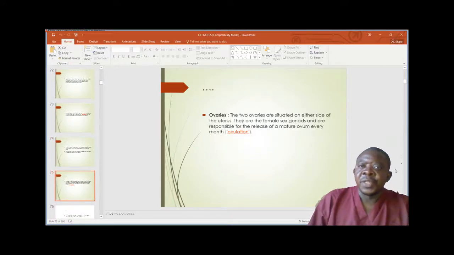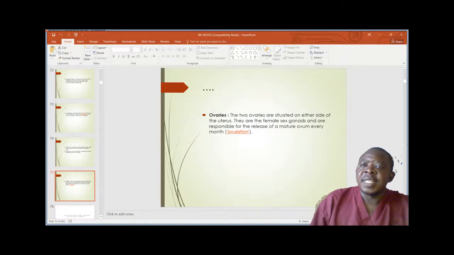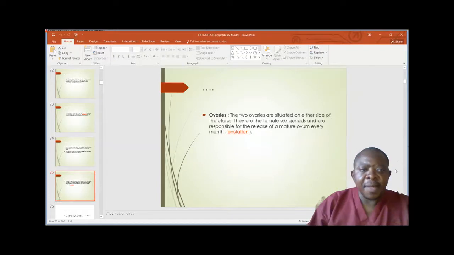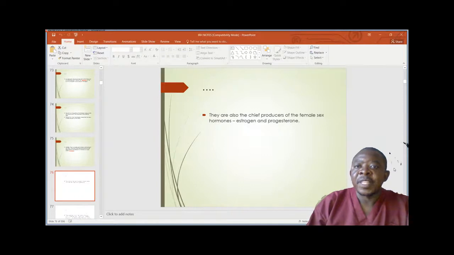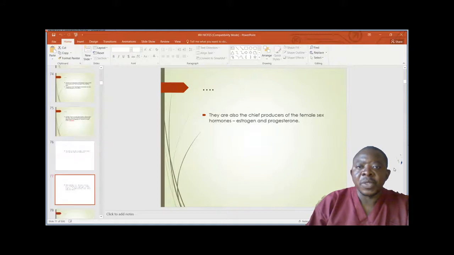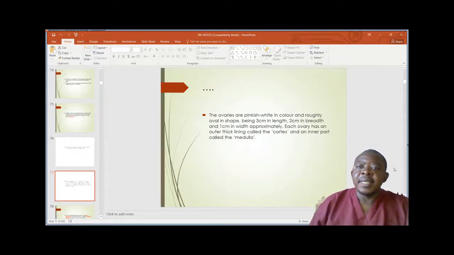Ovaries. The two ovaries are situated on either side of the uterus. They are the female sex gonads and are responsible for the release of a mature ovum every month, which is ovulation. They are also the chief producers of the female sex hormones estrogen and progesterone. The ovaries are pinkish white in color and roughly oval in shape, being 3 centimeters in length, 2 centimeters in breadth, and 1 centimeter in width approximately.